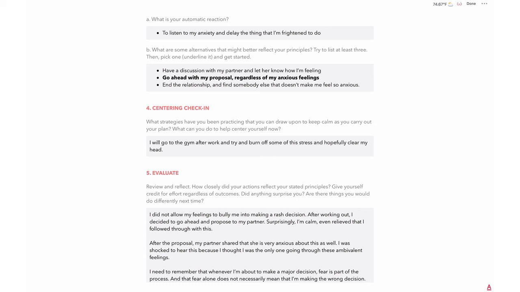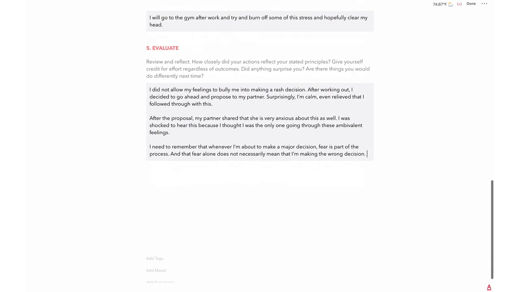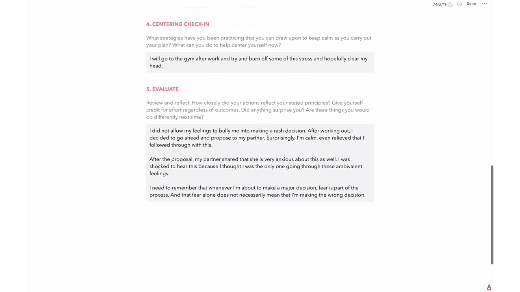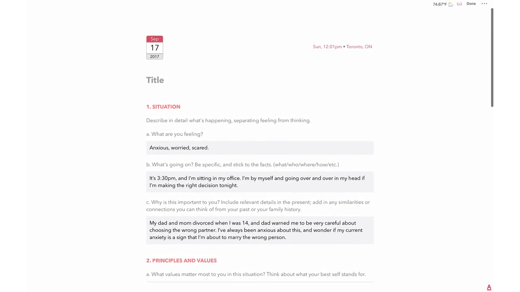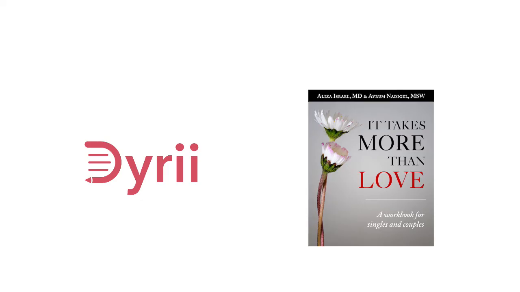We suggest filing these in Dyrii. If you're doing this by paper and pen, you might want to put it in a folder. One of the nice features about Dyrii is the ability to title each of your journal entries. In this case, you might give this SPACE sheet a title of proposal or marriage proposal. This will allow you over time to look back on your SPACE plans to see how you're doing, how well aligned your actions are to your higher values and principles. So that's a quick overview of how to use the SPACE template on Dyrii.